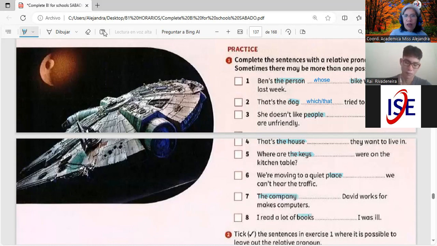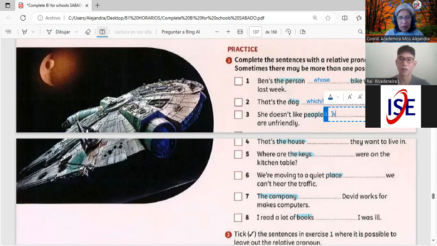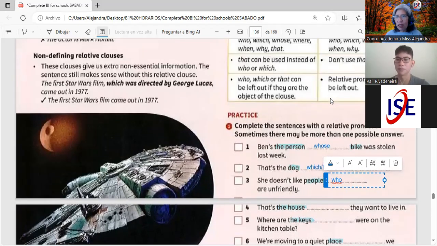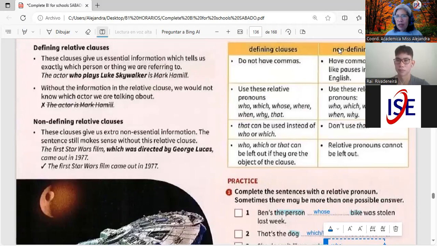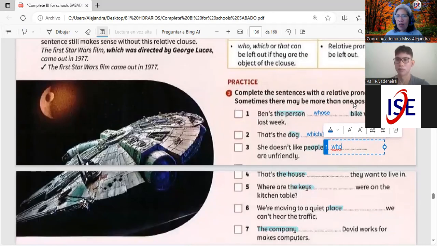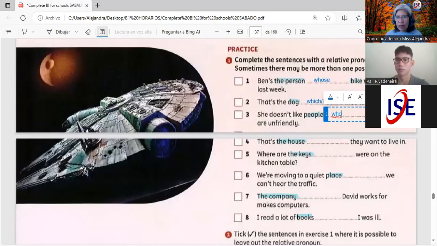Number 3, she doesn't like children who are unfriendly. Who? This is non-restrictive. So here in non-defining clauses, don't use that. Okay, here I cannot use that.